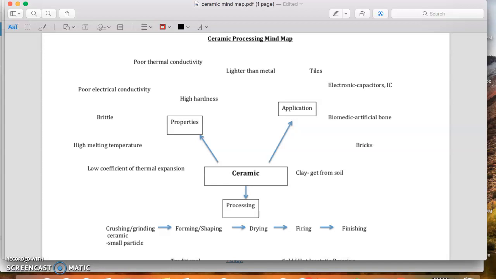Today we will discuss ceramic processing. Here I have provided to you the mind map of what we learn in this topic. There are three subtopics which need to be covered in the ceramic topic. We will discuss the properties of ceramic, the application of ceramic, and the most important, the processing method in ceramic.